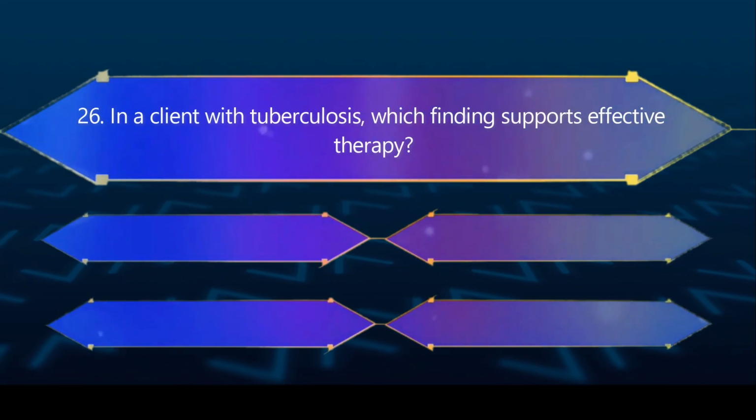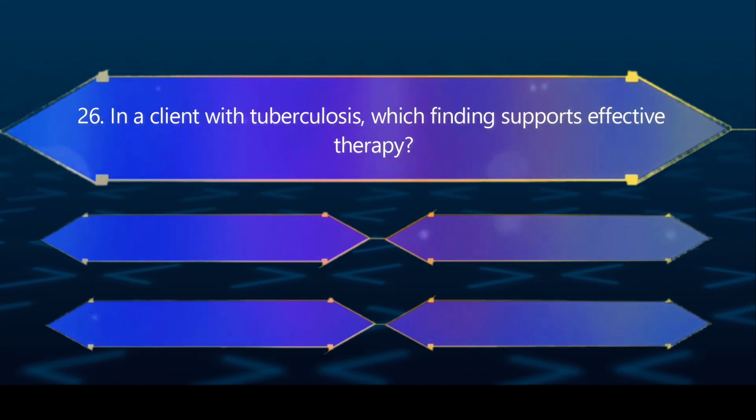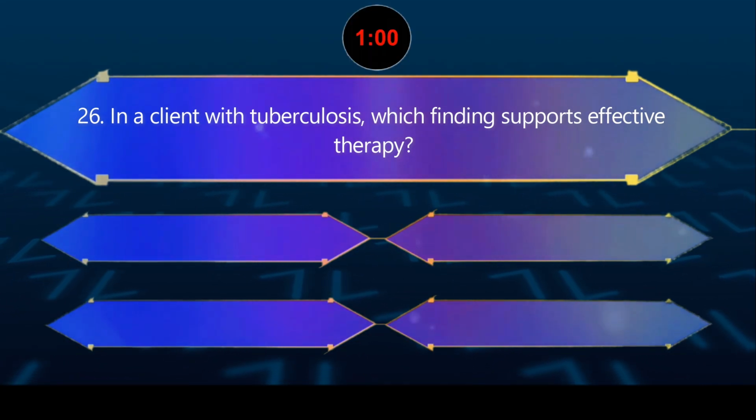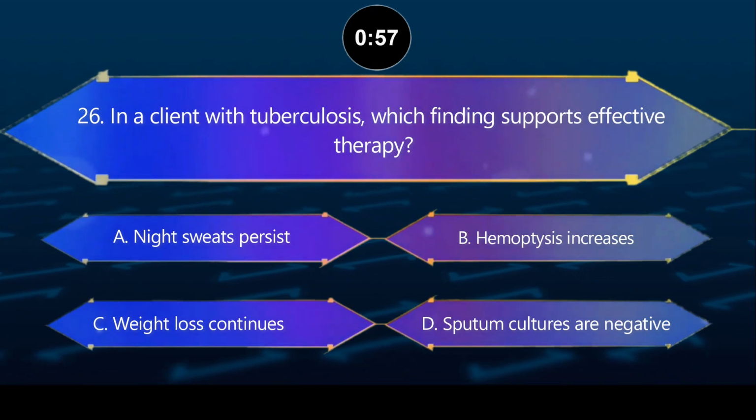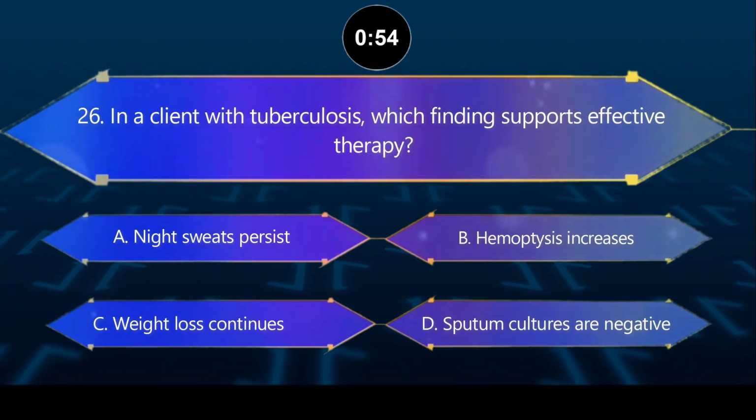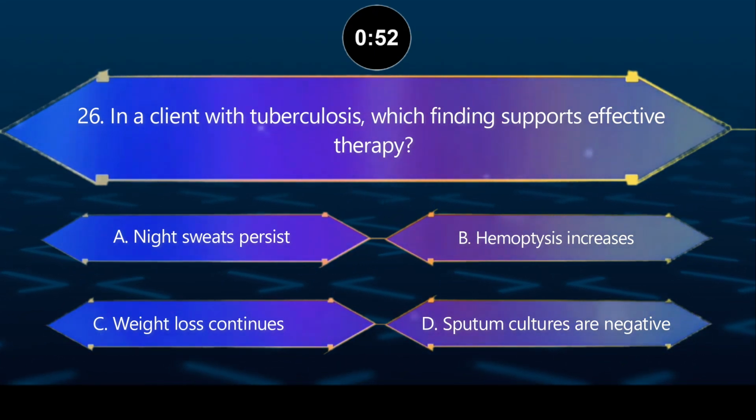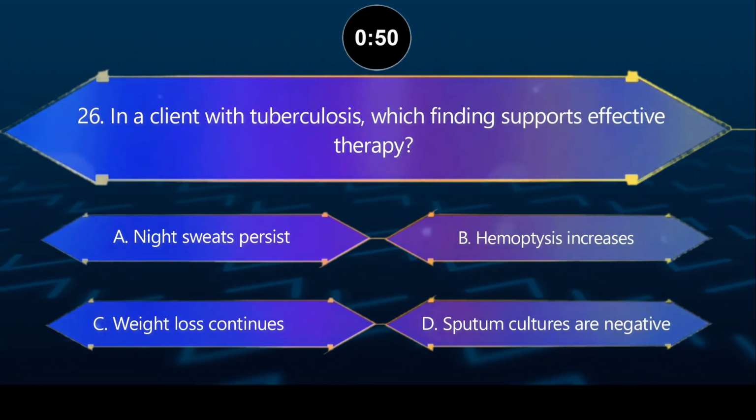26. In a client with tuberculosis, which finding supports effective therapy? A. Night sweats persist. B. Hemoptysis increases. C. Weight loss continues. D. Sputum cultures are negative.